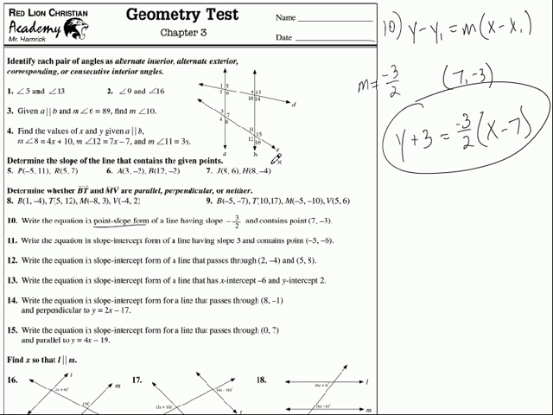So that's point slope form with this given information. That was a really easy problem. Okay, there was no math involved. That's all we had to do with that.